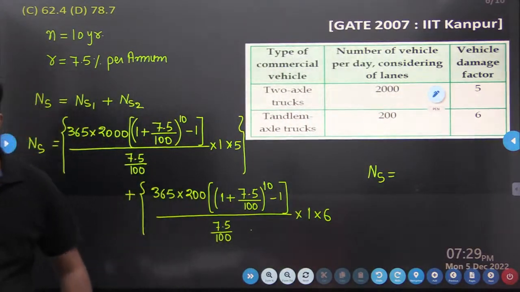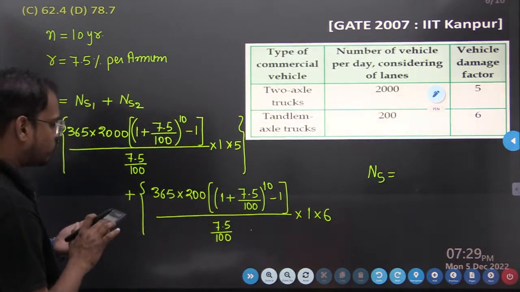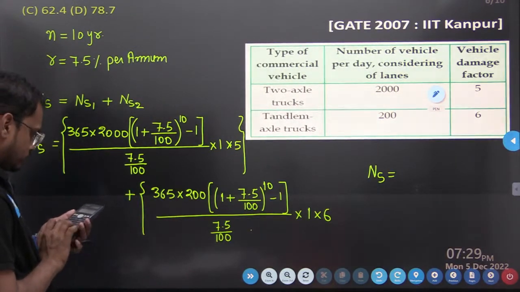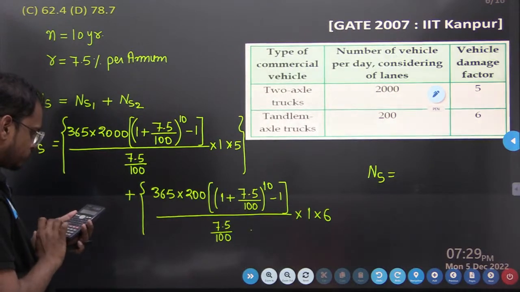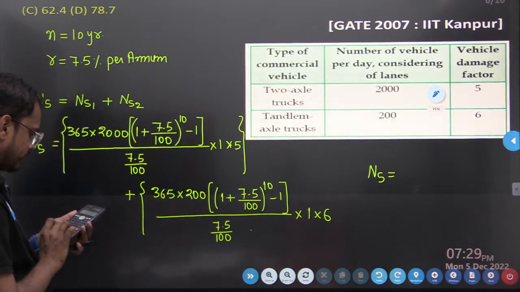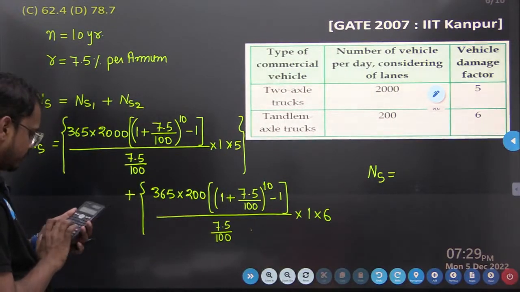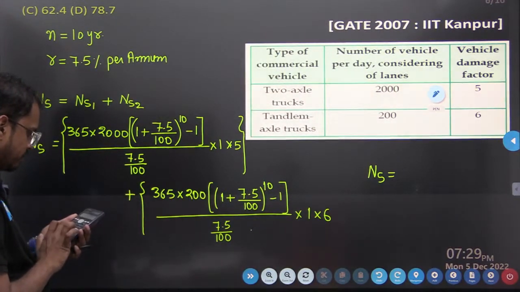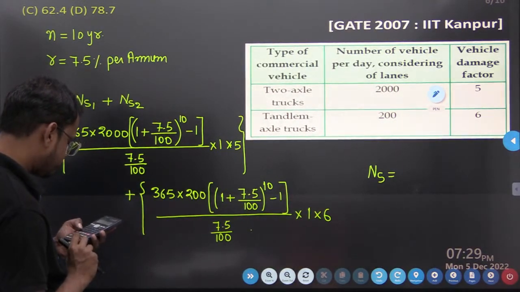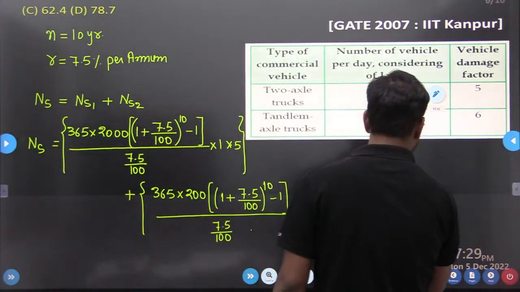Anybody else, what is the correct answer here? Nobody is available to give me the answer, huh? Nobody is available in this class. Okay. So (1 plus 7.5 dividing by 100) whole raised to power 10, minus 1, multiplied by 365 multiplied by 2000 multiplied by 5, dividing by 7.5 dividing by 100. So the value is 51.63. NS1 is equal to 51.63.